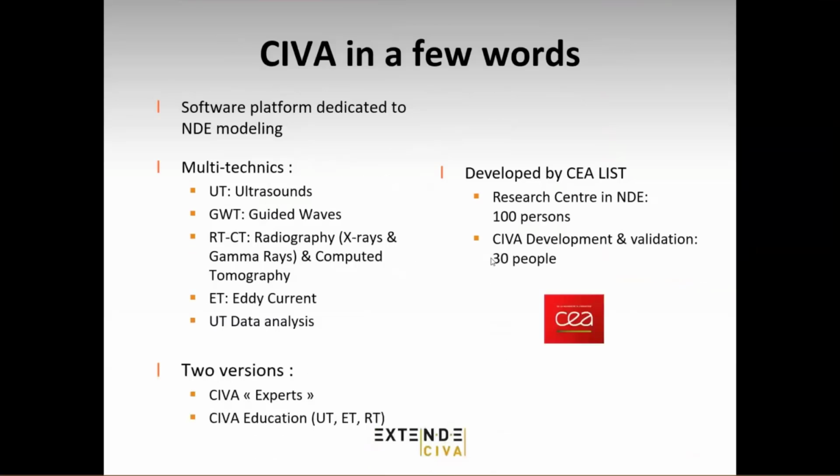Right. CIVA is an ND simulation software dedicated to this domain of applications with different techniques: UT, guided wave, X-ray, eddy current. It also performs data analysis in UT. We have a research version, CIVA Experts, an industrial version, and also a simplified version for teaching called CIVA Education. CIVA is developed by CEA, a research center in France, with a development team of about 30 people.